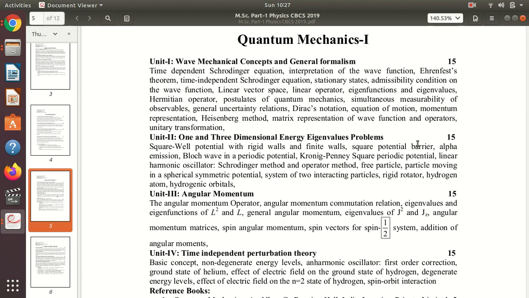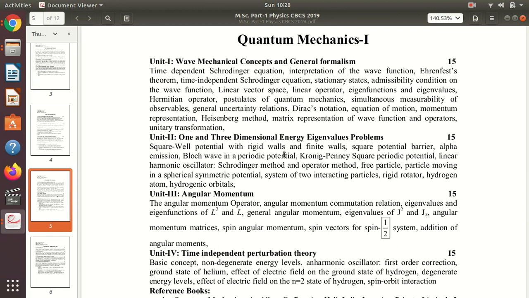Okay, so what are energy eigenvalue problems? We discussed that there is an eigenvalue equation which is satisfied when an operator is operated on the wave function, and we get some eigenvalue times that same wave function again. This part of the eigenvalue equation we have to solve for different cases. You can see here there is a square well potential with rigid walls and finite walls. I will tell what the difference between these two is.